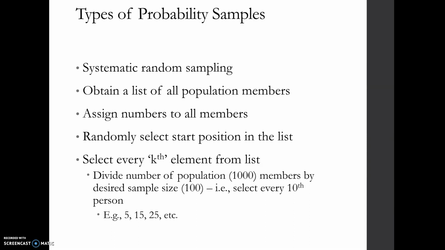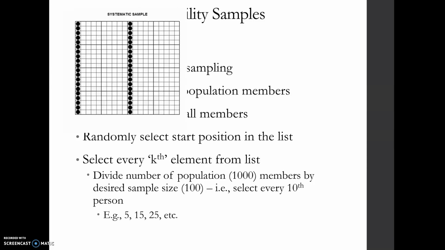Let's say you have a population size of 1,000 and you want to have 100 people. Then that means you select every 10th person. That's how you get the K. So you randomly select a starting point, and from that person, every 5th, 15th, 25th will be in your sample.